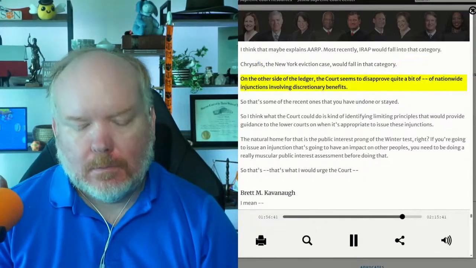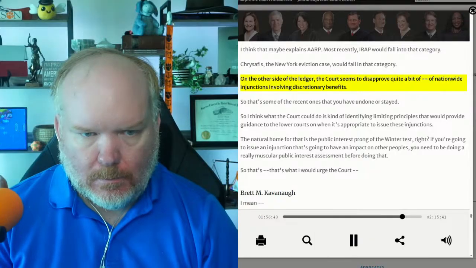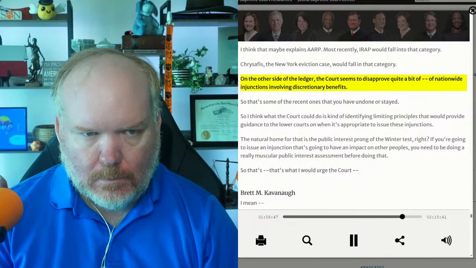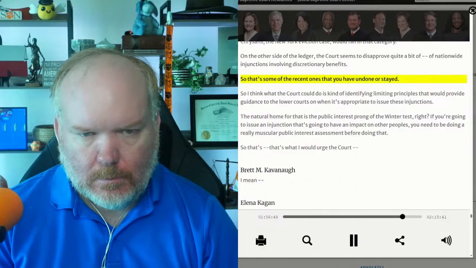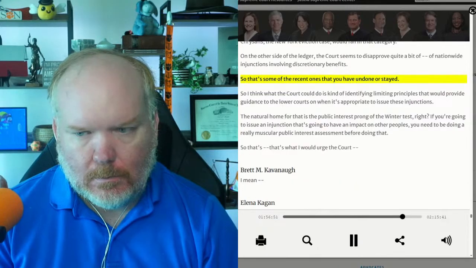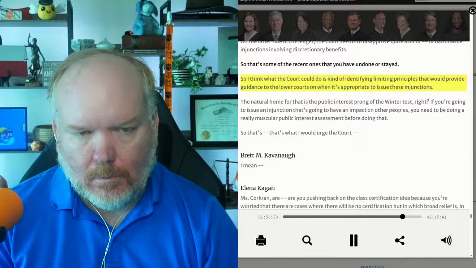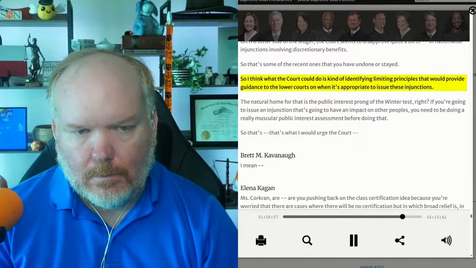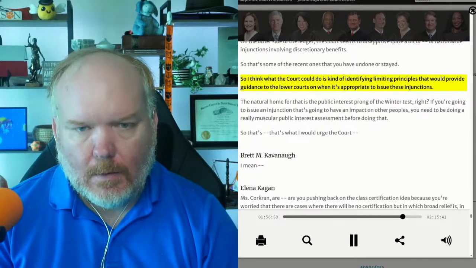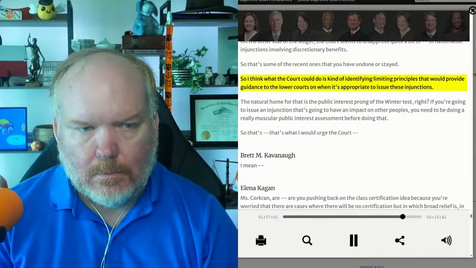On the other side of the ledger, the court seems to disapprove quite a bit of nationwide injunctions involving discretionary benefits. So that's some of the recent ones that you have undone or stayed. So I think what the court could do is identify limiting principles that would provide guidance to the lower courts on when it's appropriate to issue these injunctions.